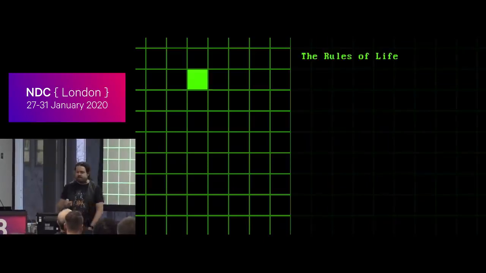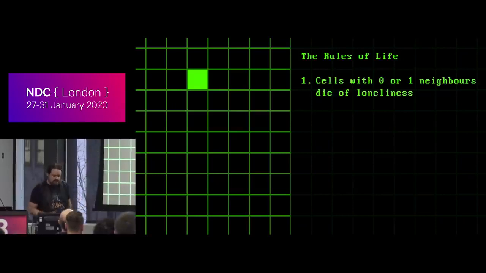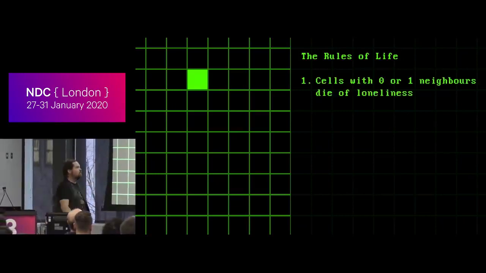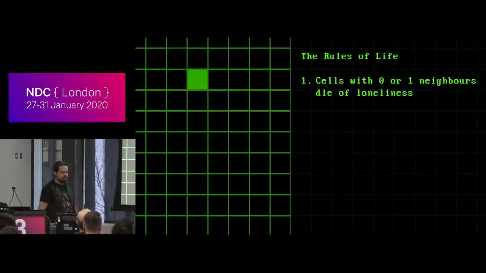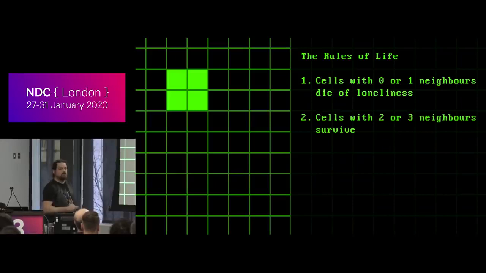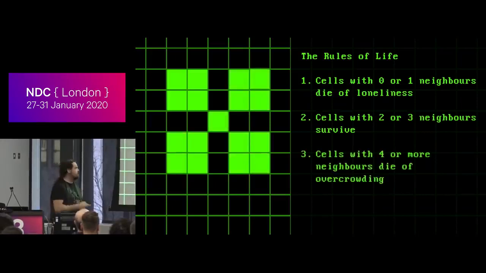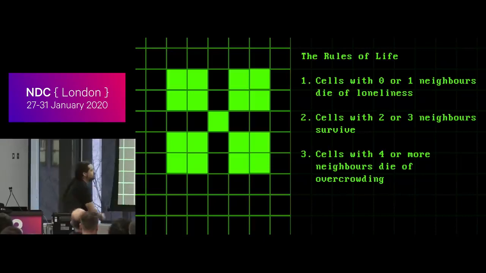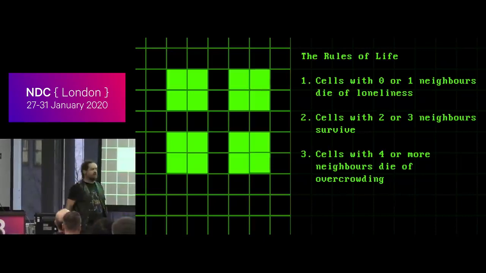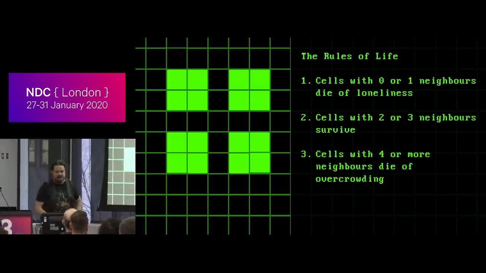The first rule, each of these cells on our grid can either be living or dead. If a cell has 0 or 1 neighbors, it will die of loneliness. If a cell has 2 or 3 neighbors, it survives to another generation. If a cell has 4 or more neighbors, it's like being in London, it dies of overcrowding. Or it moves to Germany, I don't know, but it's not there anymore.